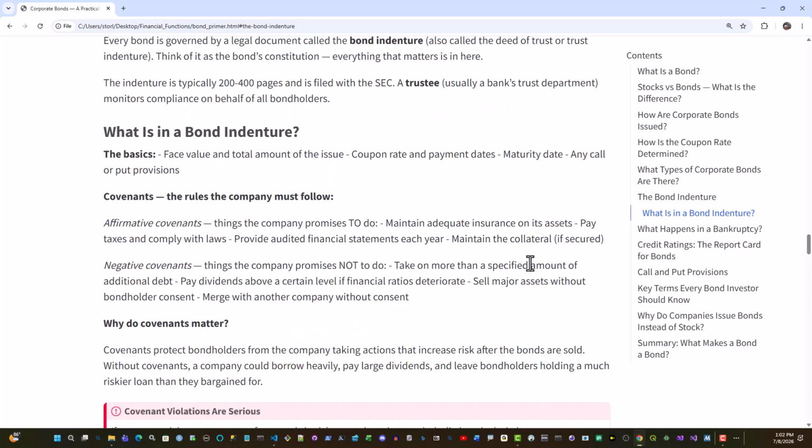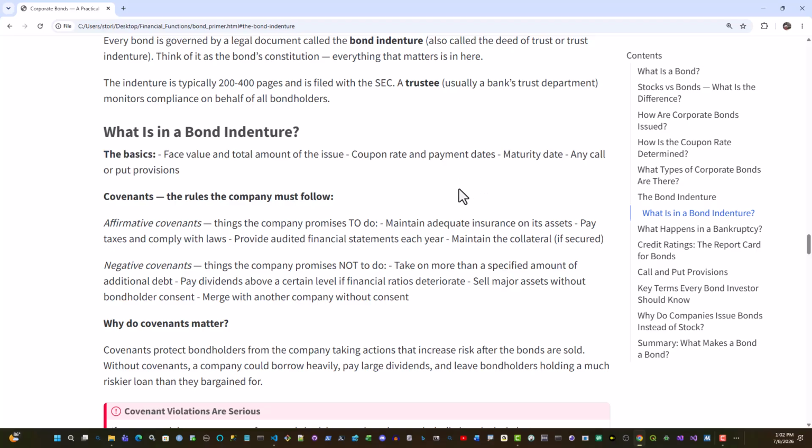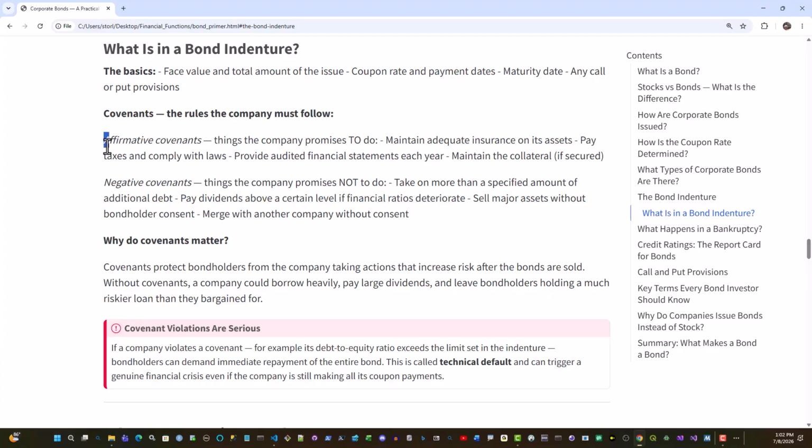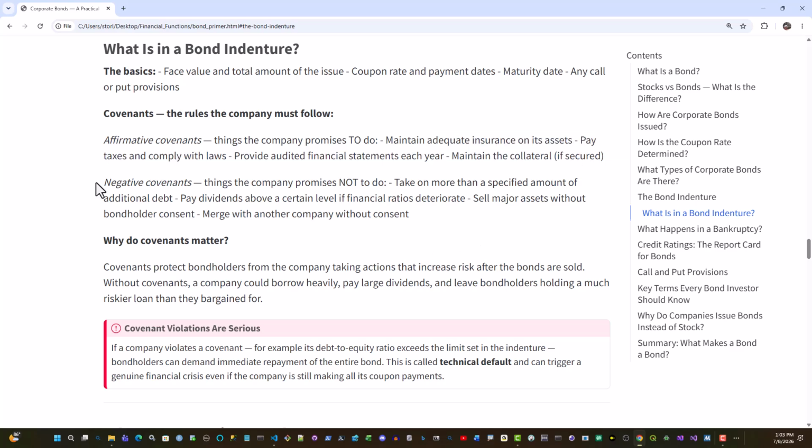So we left off, I think, about here somewhere. So basically, what is a bond indenture then? It's basically a contract that outlines everything that the company will do and won't do. So you can see there are affirmative covenants and there are negative covenants. Affirmative covenants are things that the company promised to do, like maintain insurance on their assets, pay taxes, comply with laws, etc. And the negative covenants basically say what they will not do.